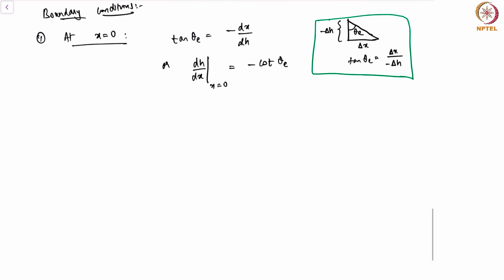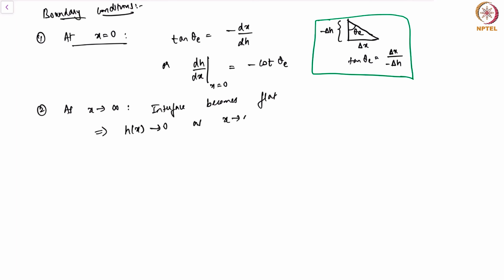So that's the first boundary condition that we have got, and the second boundary condition essentially becomes, as x goes to infinity, meaning in the far field, the interface becomes flat, and this essentially means that the height of the meniscus goes to 0 as x goes to infinity. So now we have two boundary conditions.